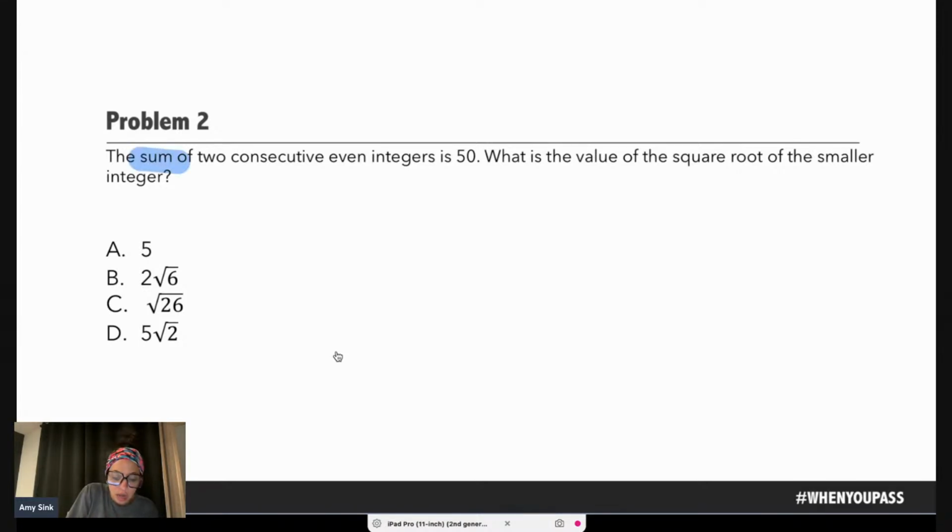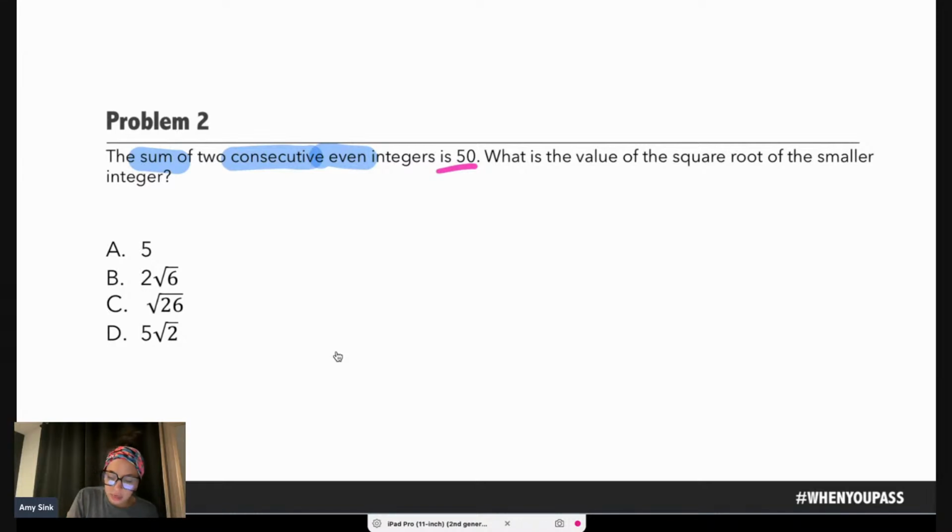Sum of two consecutive. What does consecutive mean? Back to back. What is an even number? 2, 4, 6, a multiple of 2. And what is an integer? Like a whole negative or positive number. And that sum is equal to 50.